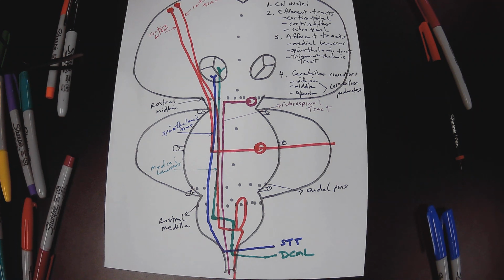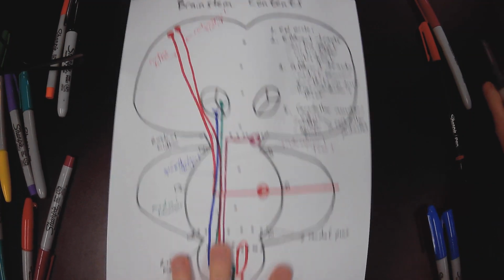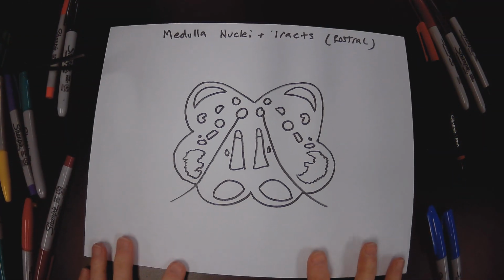The contents of the brainstem. All those things should be there, so we should be looking for them. Make sure we know where we are. All right, so brainstem contents. Let's go ahead and move over to the medulla, the rostral medulla, nuclei, and tracts.